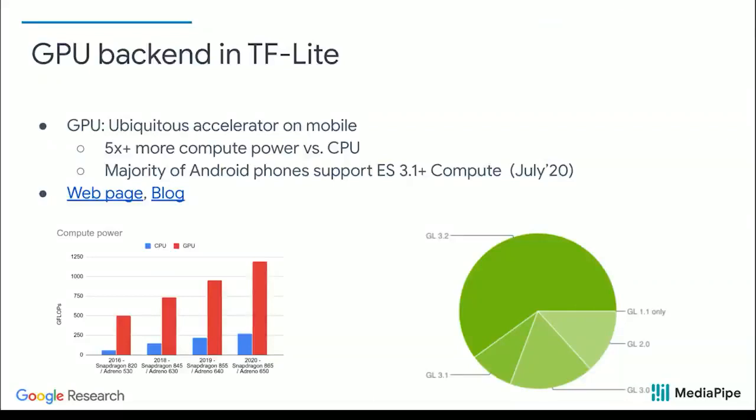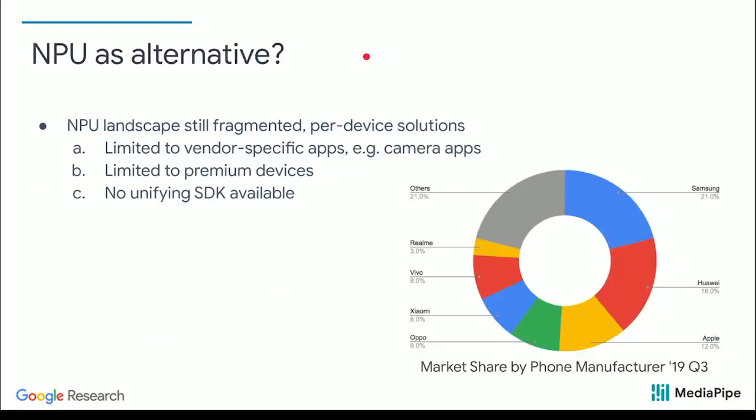It's currently opt-in for TF-Lite and will be the default for future releases. Second way to provide on-device machine learning acceleration is to leverage the mobile graphics processing unit. The GPU provides 5 times as much compute power compared to the CPU, and that has been consistent across the years. And today, the majority of Android devices support the OpenGL ES 3.1 compute shader standard that we have been leveraging. The GPU acceleration is available in TF-Lite as an optional backend today.